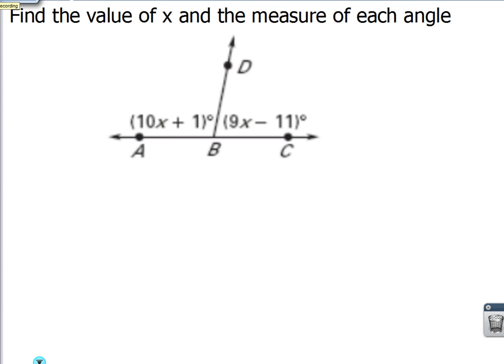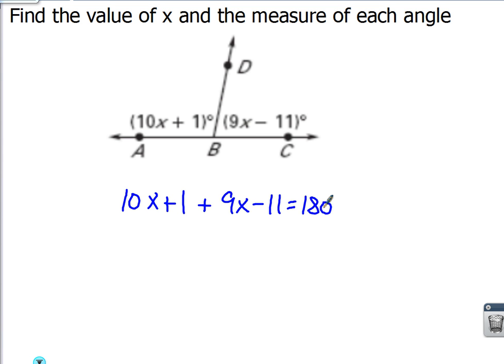Okay, next problem. Find the value of x and the measure of each angle. Angle ABD and angle CBD. What do they have to add up to? 180. Why? It's a straight angle. Does everybody see the straight angle there? 180 degrees is a straight angle, so therefore those two angles, there's your equation. 10x plus 1 plus 9x minus 11 has to add up to 180.